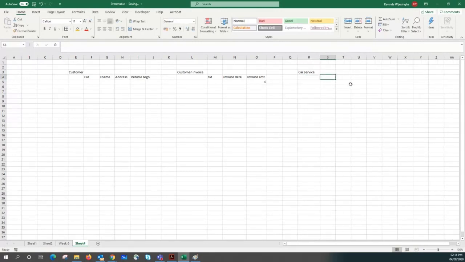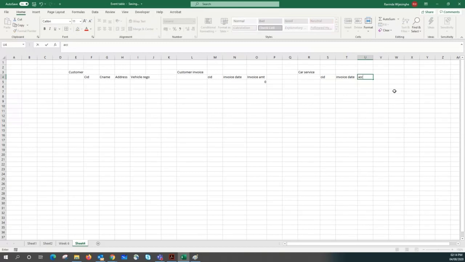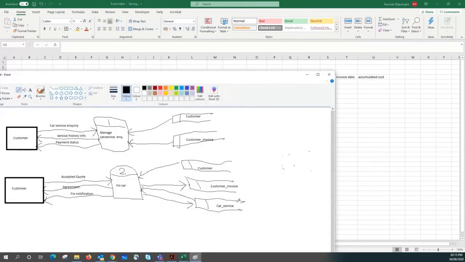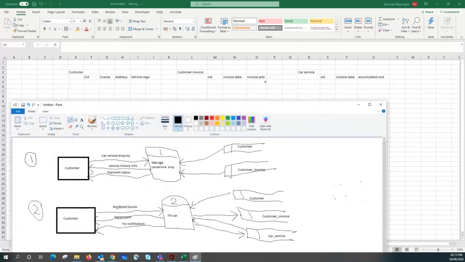So they may have custom ID, invoice ID. We don't have invoice ID here, so just put invoice date. Maybe the accumulated cost, so the total cost for that particular vehicle, right? These are the typical normal columns you will find in each of these entities. So what we do is when the customer accepts the quote, we read from the customer verification.